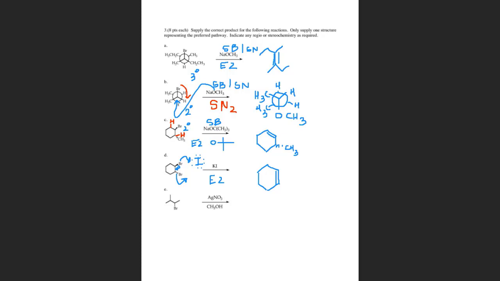All right, did that make sense? Give me a thumbs up, give me an okay, something. All right, so that one was D. Now let's go to E, all right? So the process is look at your reactant, find what type of carbon it is. So this is on a secondary carbon.